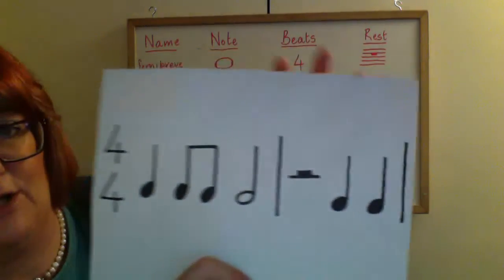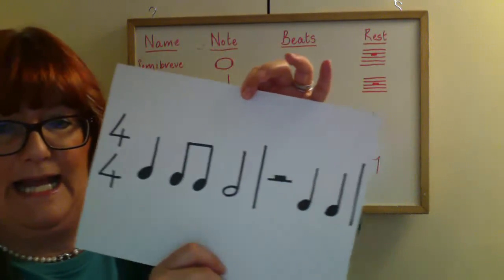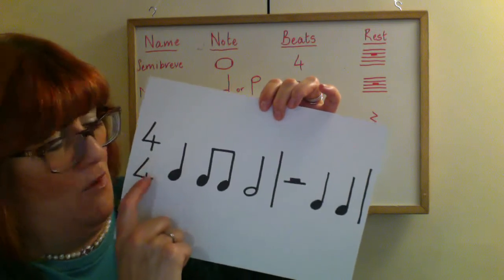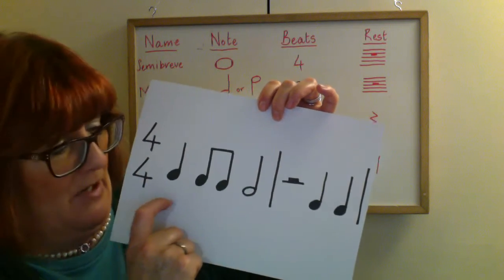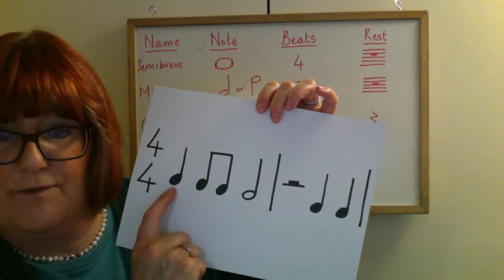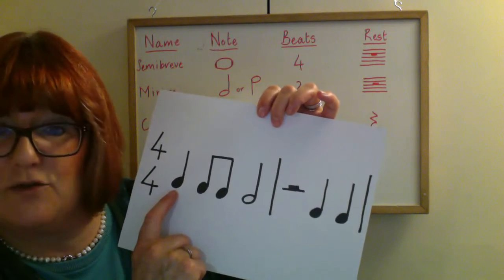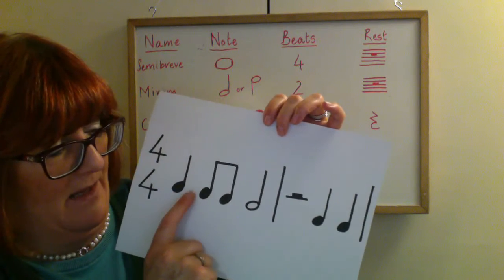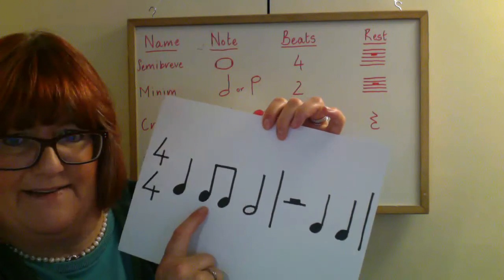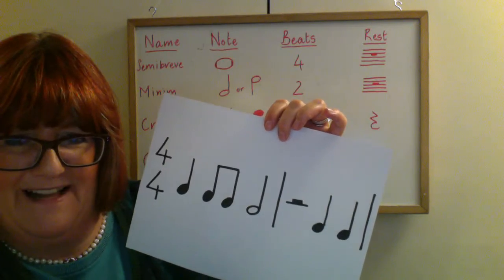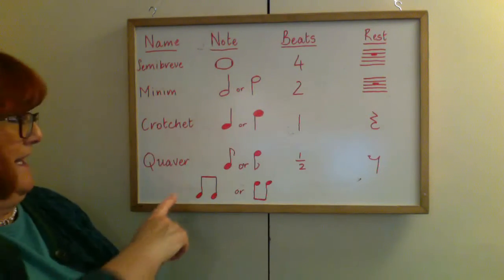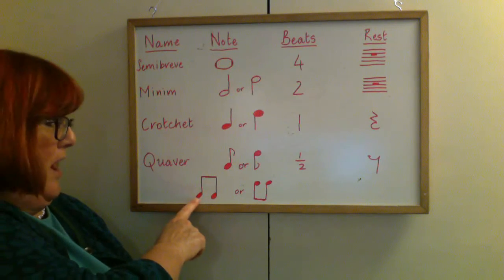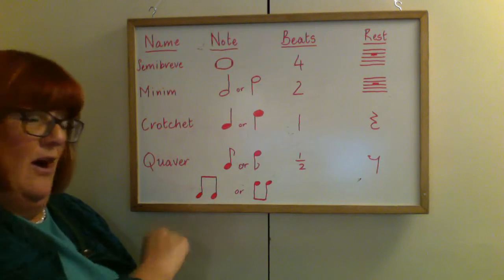flashcard. Now, look what we've got here. Again, we've got 4 beats in the bar, 4 crotchets worth of time in the bar. Here is a first note, and it's a crotchet. So there's 1 beat there. But what are these? Can you remember? Let's look at the board. Look, they're joined up quavers. So we've got half a beat and half a beat.